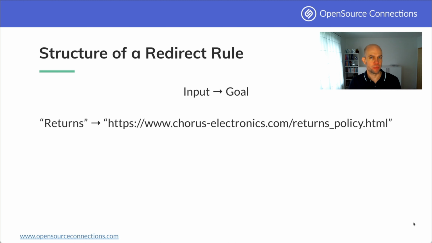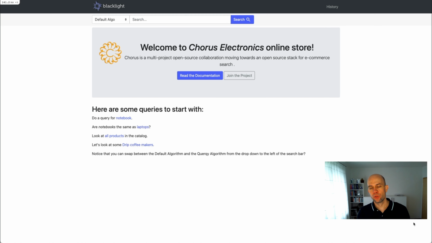We don't need any expensive marketing tooling for that. We can use Chorus and the rule engine Quirky that's already integrated in there and the search management UI. Switching to our Chorus Electronics online store, we can now search for returns and already choose our pre-live environment because that's the one where we want to test our specific redirect rules for.